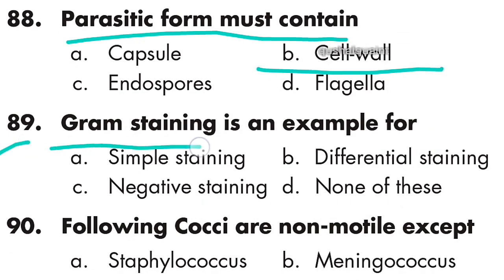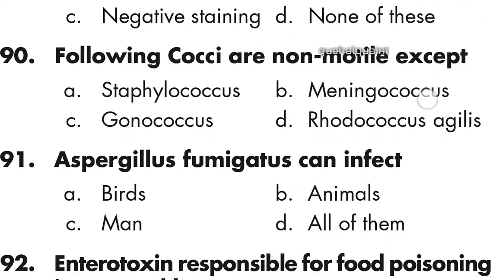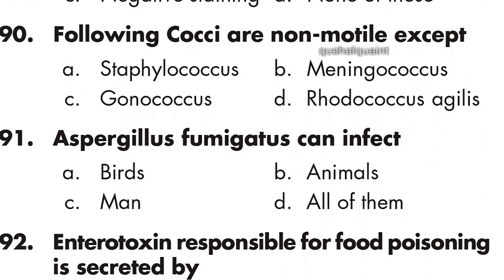Question 89: examples for simple staining, differential staining, negative staining. Option D is right, none of these. Question 90: the following cocci are non-motile except Staphylococcus. Option A is right, Staphylococcus.